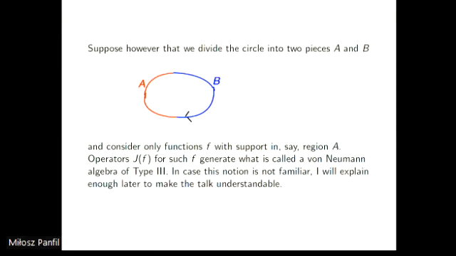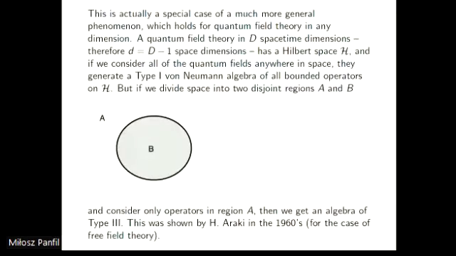But you could divide the circle into two pieces, A and B, and consider only functions with support in one region, say region A. Then operators J of F generate what's called a von Neumann algebra of type 3. That notion might not be familiar, and I'll explain enough later to make this talk understandable. Well, the fact that if you consider only part of the circle, you get an algebra of type 3 is a special case of something more general. It holds for any quantum field theory in any dimension.